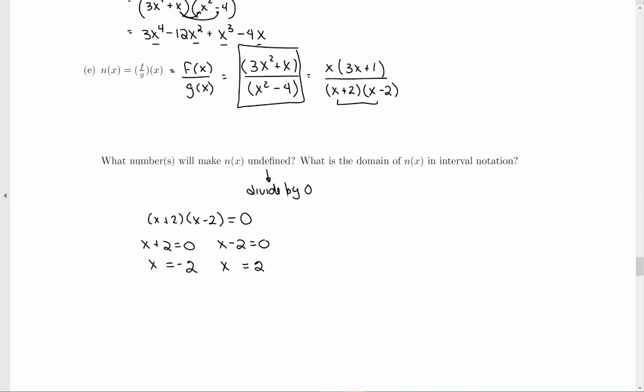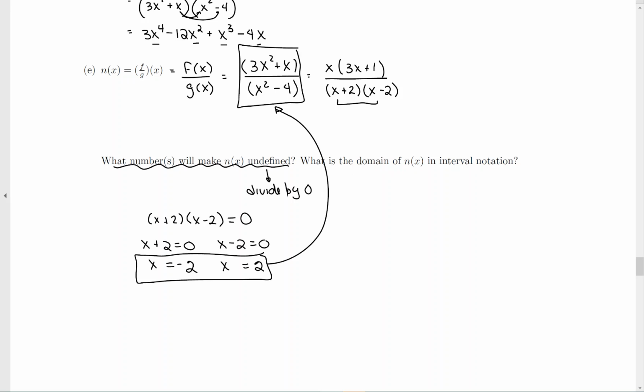If I plug 2 back into this denominator, 2 squared minus 4, 4 minus 4 is 0, can't divide by 0. It's going to be undefined. Same for -2. -2 squared is +4, 4 minus 4 again, 0. I can't divide by 0. So the two numbers that will make n of x undefined are these two.